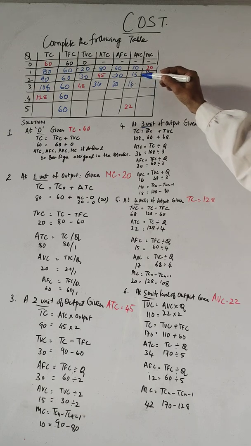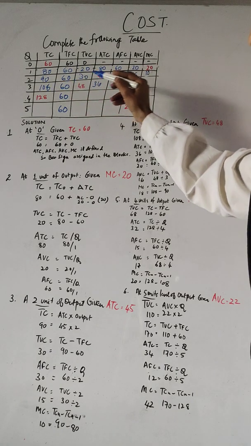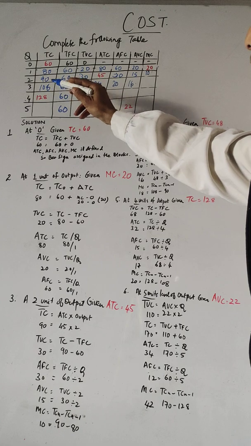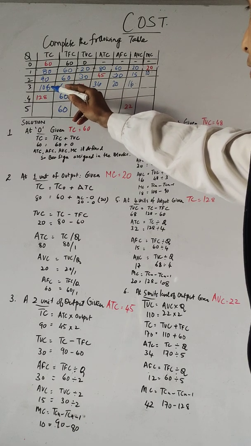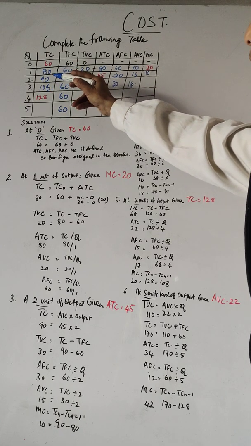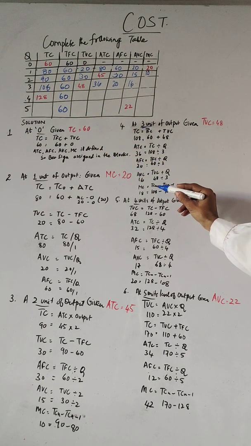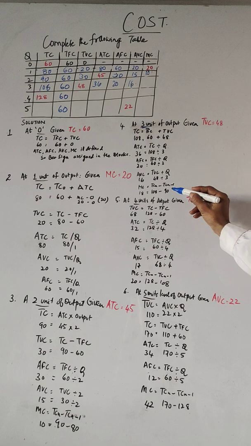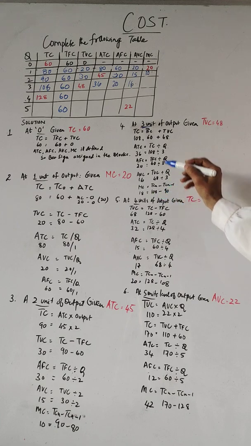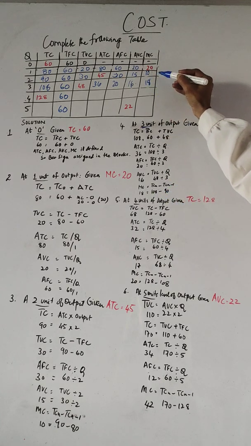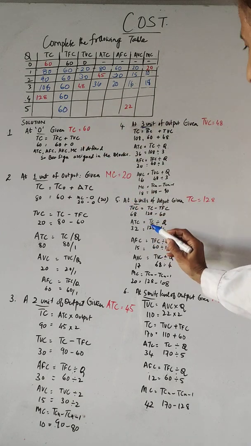MC is TCn. That is total cost of this particular, the last unit, that is the third unit, minus total cost of the previous unit, the second one. So TCn, nth unit, minus the previous unit. 108 minus 90 is equal to 18. Alright, so now we come to the fourth unit.